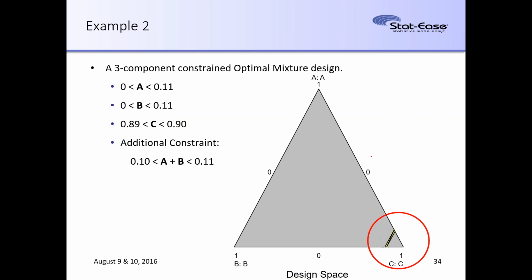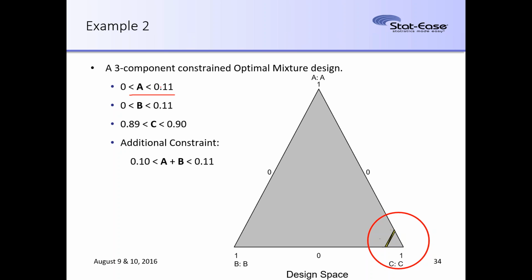Next example. A mixture. For those of you that know what a mixture is, it's basically a design where the factors have to sum up to a fixed total. In this case, the factors are proportions that sum up to 1. Let's say we have a highly constrained optimal mixture design.